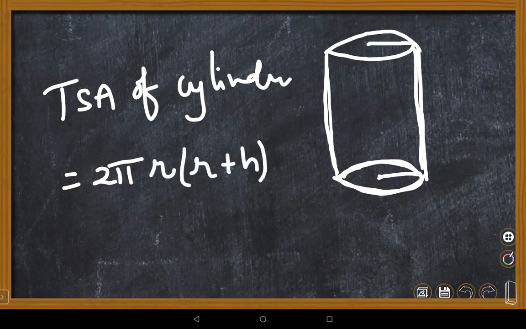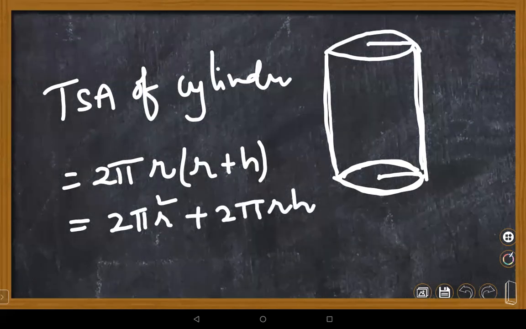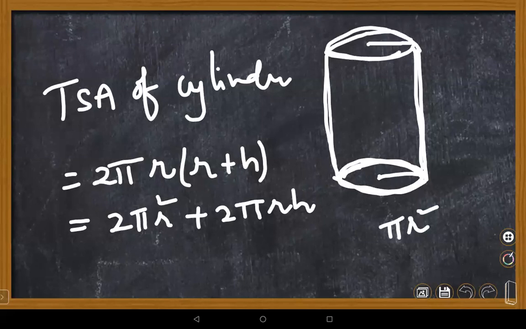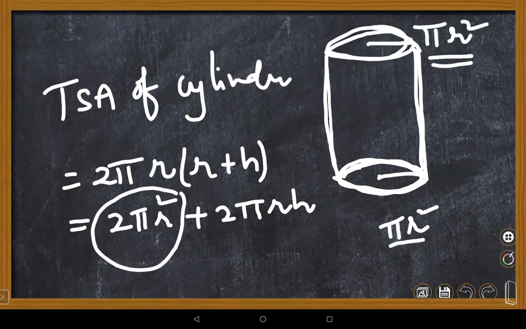See, if you expand this, what happens? 2 pi r square plus 2 pi r h. 2 pi r square means the area of this circular region is pi r square, Nana. This circular region is pi r square. So pi r square plus pi r square together becomes what? 2 pi r square.